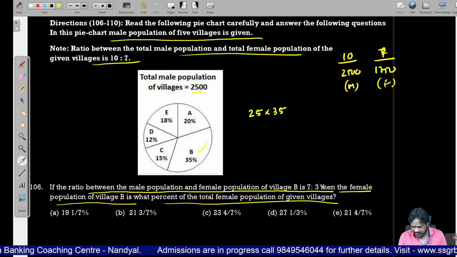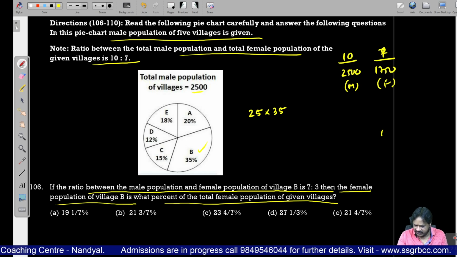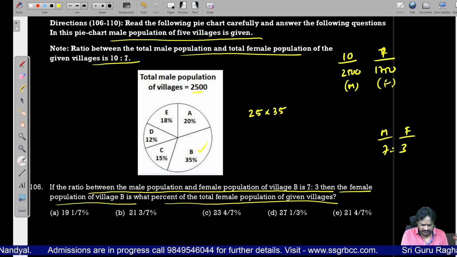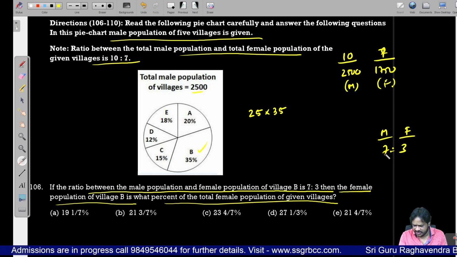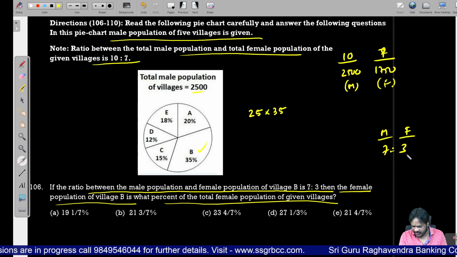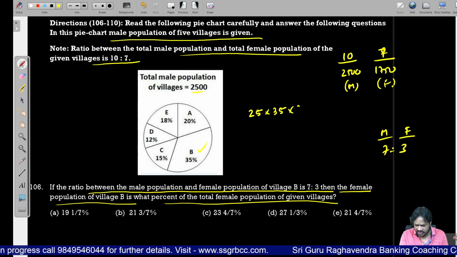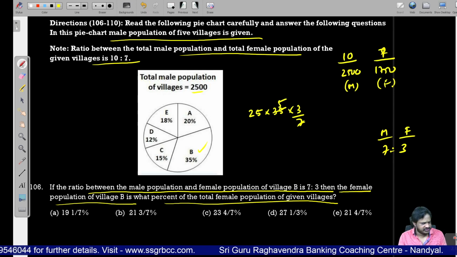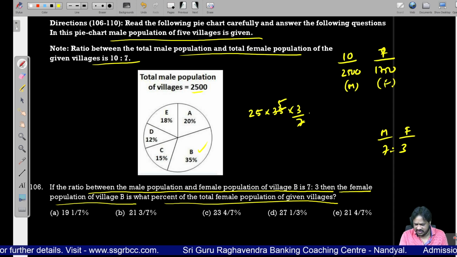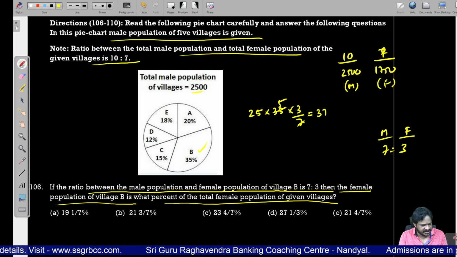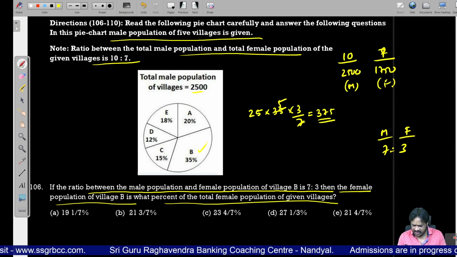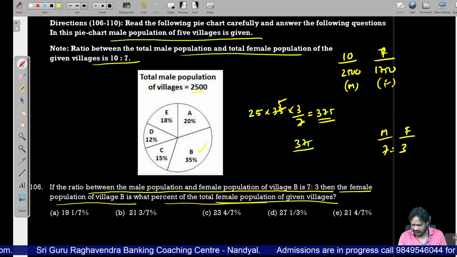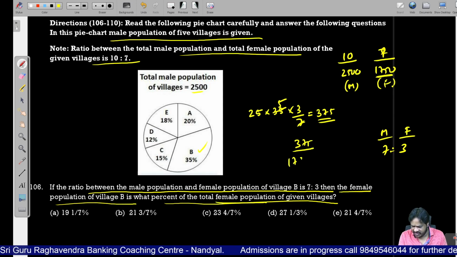Here the male and female ratio is given as 7:3. That means the total is 7 parts, and we want females, 3 parts. So into 3 by 7. 7 ones 7, 7 5s 35. So we will get 25 into 15, the value is 375. This 375 is what percent of the total females? Total females is 1750.